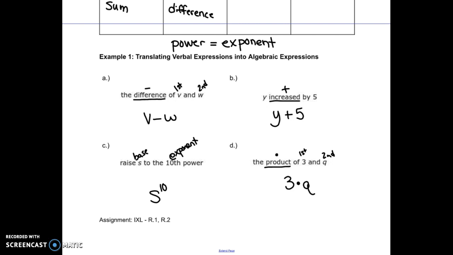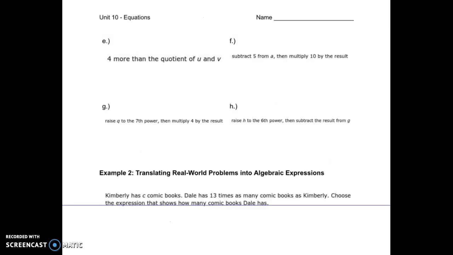So the first part of the IXL is going to start off like that. It'll be fairly easy. Go ahead and flip to the back. The second part of it's going to be a little bit harder. It's going to be multi-step. We might have more than one thing.